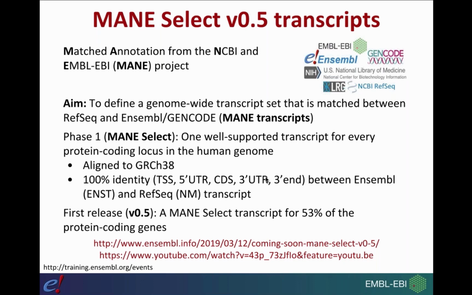We are releasing the phase 1 now, which is called MANE Select, and this set consists of one well-supported transcript for every protein coding locus in the human genome. These transcripts are perfectly aligned to GRCh38, and they have 100% identity between the Ensembl and RefSeq transcript. With Ensembl 96, we are releasing the first release.